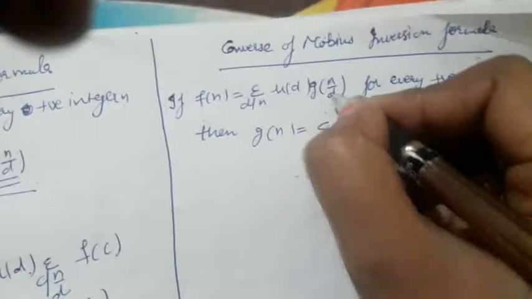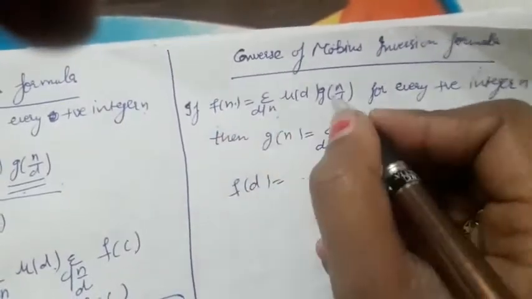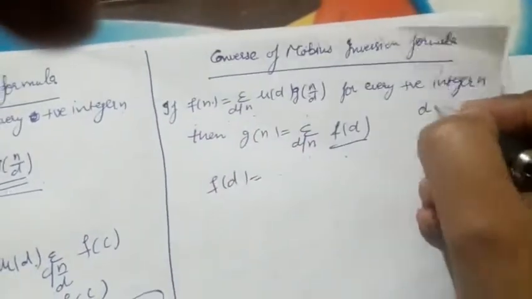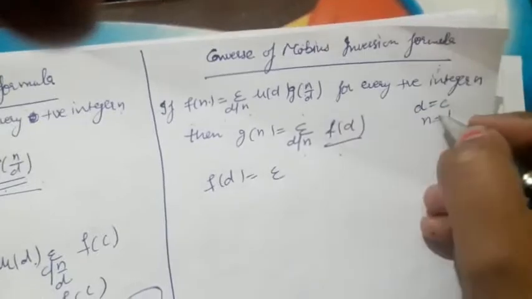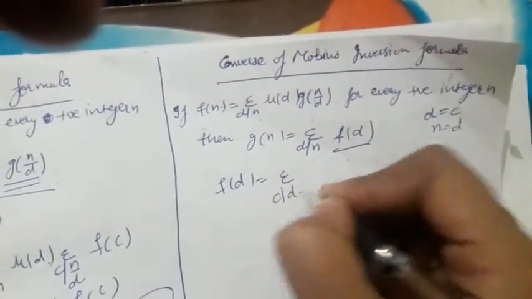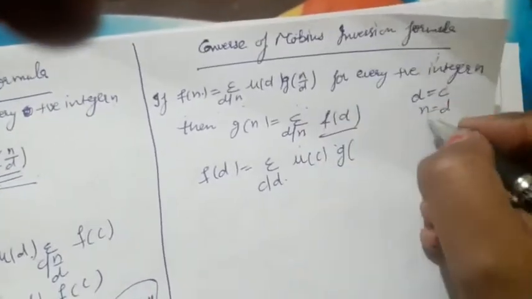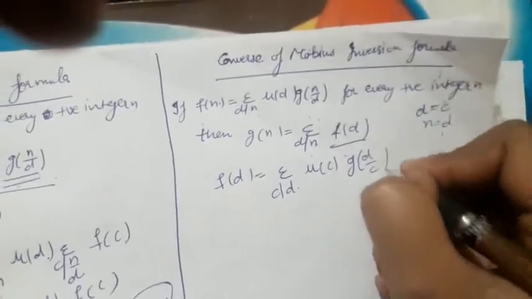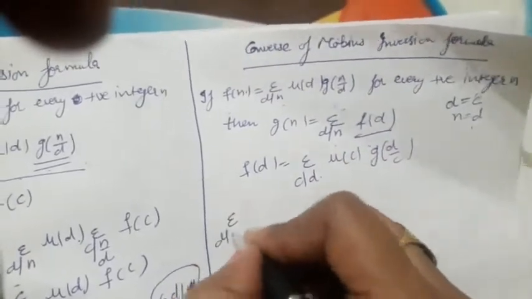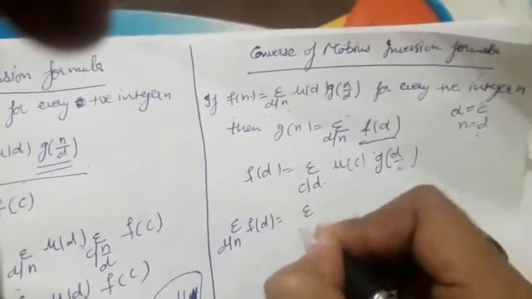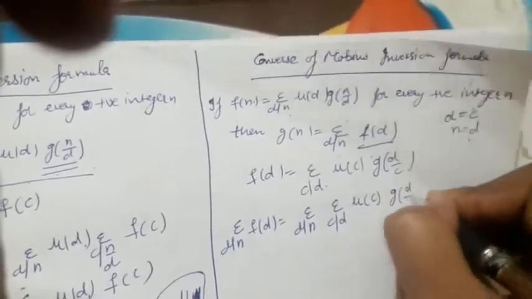We are given here f of n, we find out f of d. So now f of d is equal to, we are to replace n by d here, so we replace d by c. So we are to place d is equal to c and n is equal to d. So summation d divides n, that means c divides d, mu of d, that means equal to c, g, n upon d. N upon d, that means d upon c. We are to take the term summation d divides n f of d. So summation d divides n f of d is equal to summation d divides n summation c divides d mu c g d upon c.